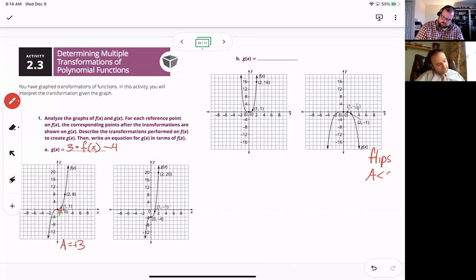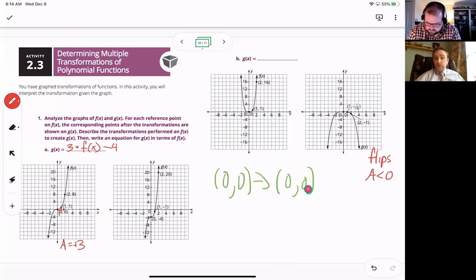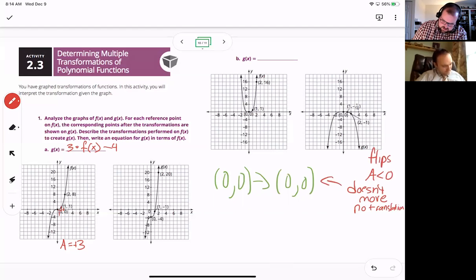So let's do the same thing. We got 0, 0, and that goes to 0, 0. So that didn't move. That also suggests to me that there's no translation at all. So all I have to worry about is the a value. Again, we could think of this as a b value move. We're just refusing to do that. It's harder for us to think about things that way.